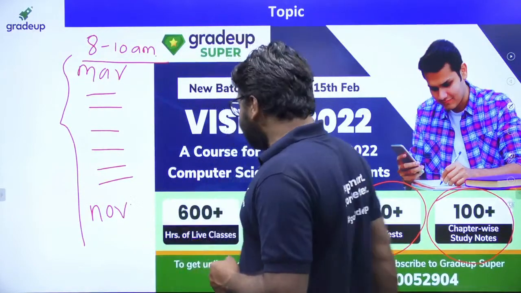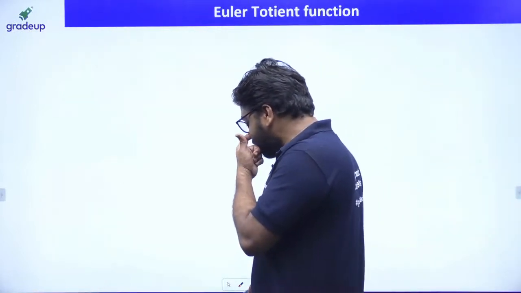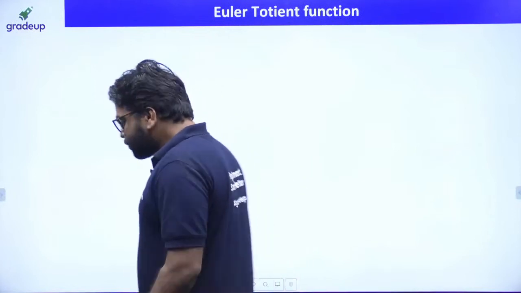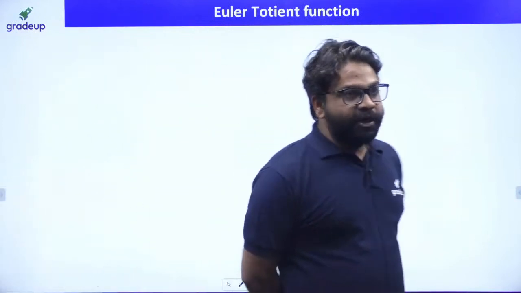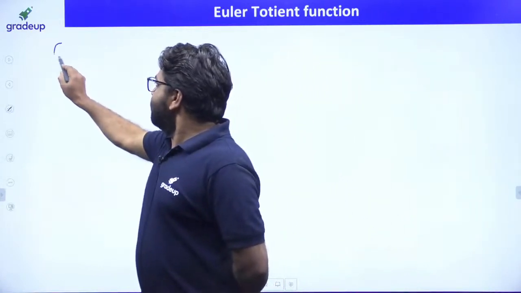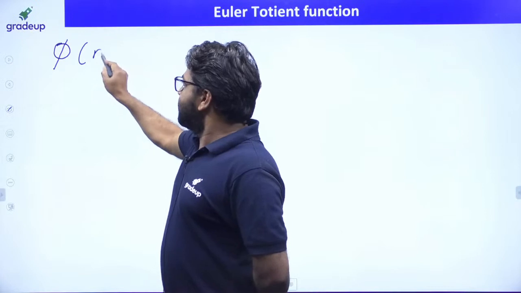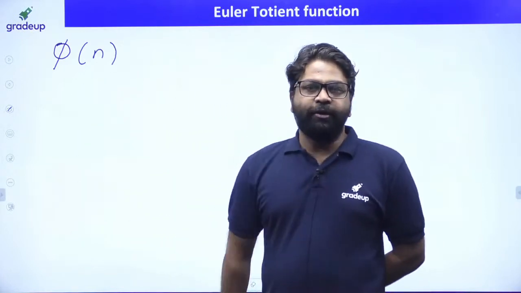But before that, let's try to understand about that topic. This topic is basically called the Euler totient function. First of all, what is the Euler totient function? We'll try to understand. Whenever I write the Euler totient function, this is the representation with respect to it. So what is the Euler totient function?